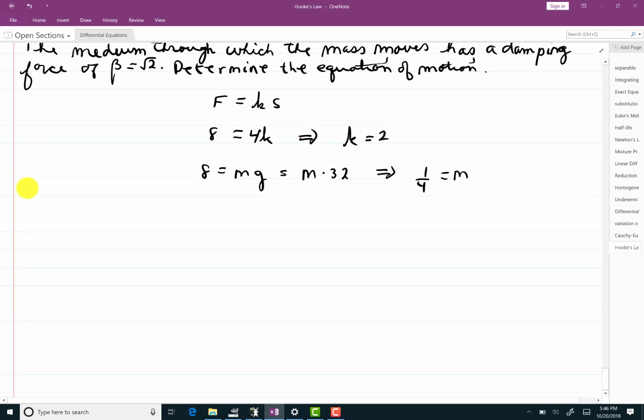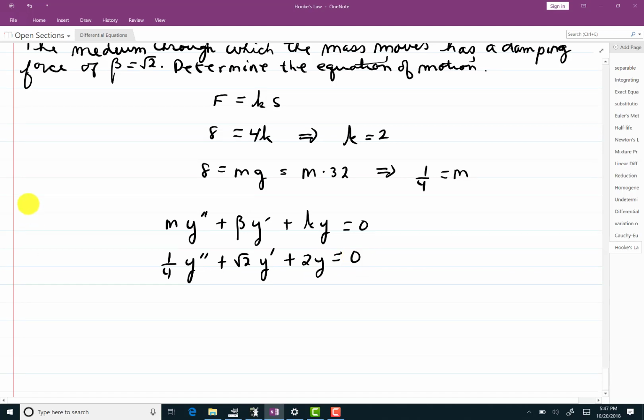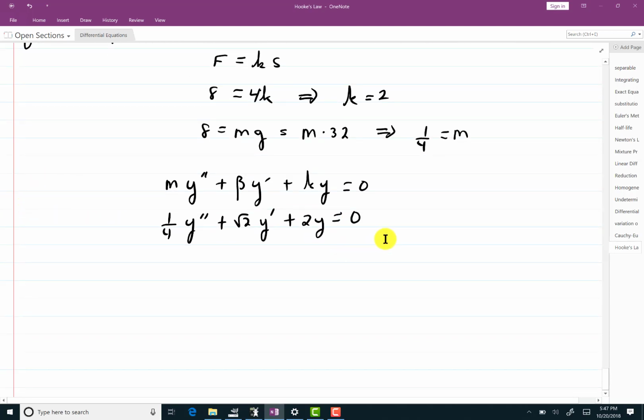And now we're ready to set it up. Remember, the equation looks like this: m y'' + beta y' + k y = 0. Let me go ahead and throw in my m, which I know is 1/4. Beta is radical 2. Of course, it's probably easiest to multiply through by 4. Let's go ahead and do that. y'' + 4 radical 2 y' + 8y = 0.